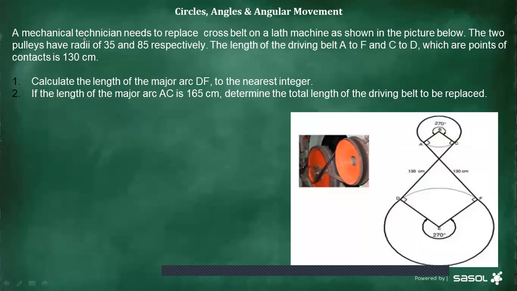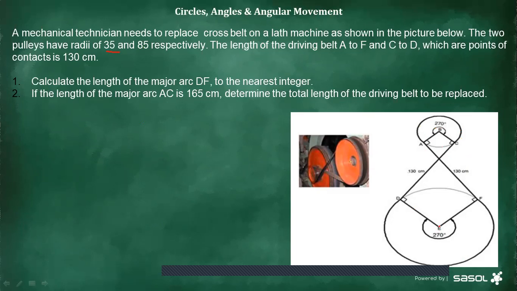A mechanical technician needs to replace the cross belt on a lathe machine, as shown in the picture below. The two pulleys have radius of 35 and 85 respectively, and the length of the driving belt A to F and C to D, which are points of contact, is 180 centimeter. Now we can see from these two pulleys that the radius of 35 is for the smaller pulley, and the one of 85 is the bigger pulley there.